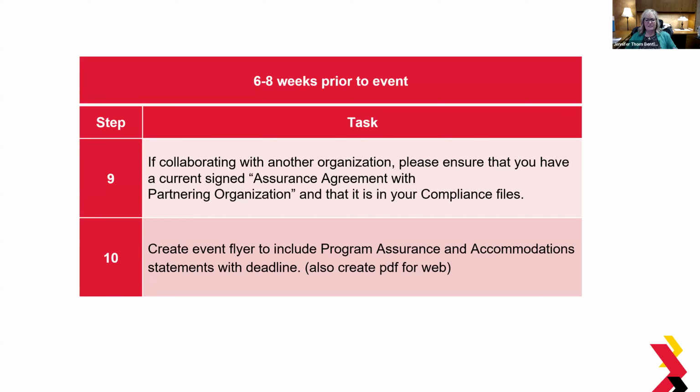Then we'll also, at about 2 months out, get that event flyer ready, whether it's digital or, sometimes we still use paper flyers because we're reaching populations that may not have access to the internet. We have to make certain that the program assurance and accommodation statements are on those.